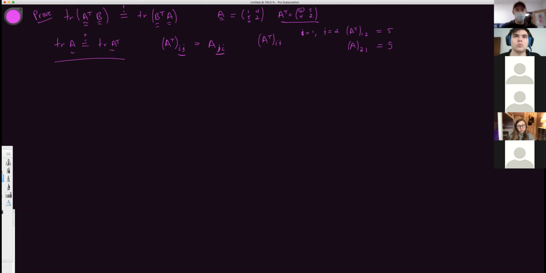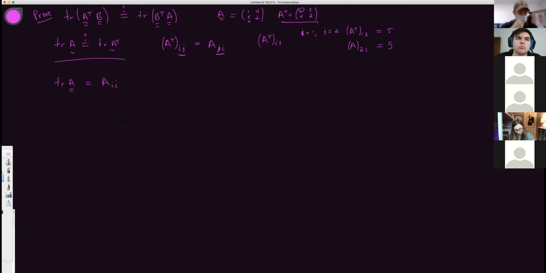All right, so we know that the trace is the sum of the diagonal elements of a matrix, okay? So I can write the trace of a matrix literally by just saying, trace of A is A, I.